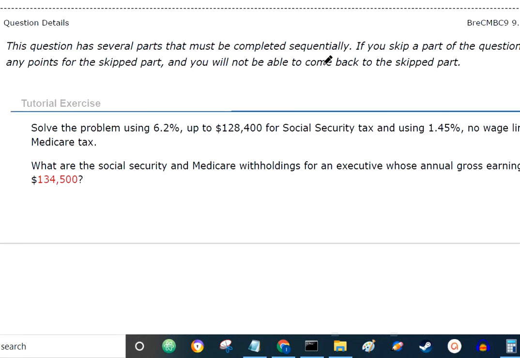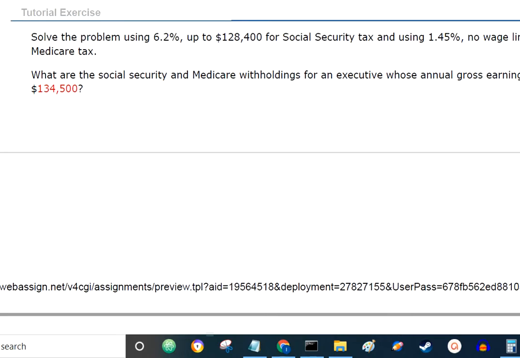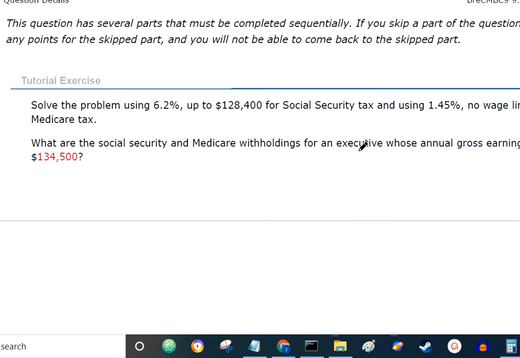What are we doing? Question 14. Oh, I wonder if it cut some of it off. What are the Social Security and Medicare withholdings for an executive whose annual gross earnings are $134,500? Look, they're telling us to use $128,400 for the Social Security tax cutoff. It's different in modern day, okay? But for this textbook, when it was written, it was down to $128,400.